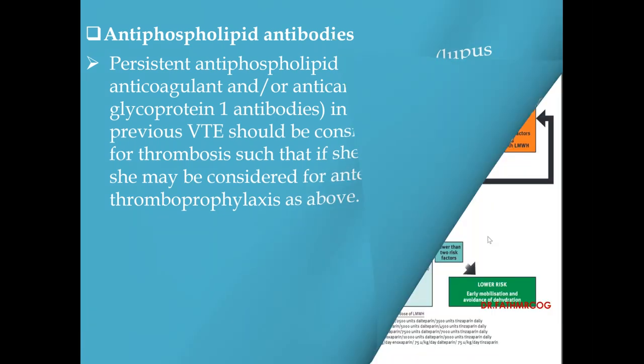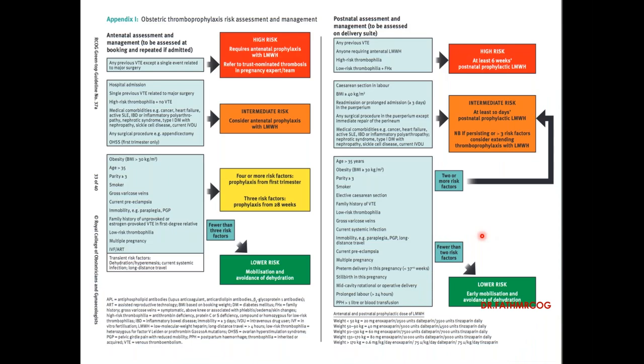This is about the obstetric thromboprophylaxis risk assessment and management. As in the previous table, we have high risk, intermediate risk, four or more risk factors, or low risk. Any previous VTE except a single event related to major surgery is classified as high risk, so we give it antenatally and postnatally. And for intermediate risk here, consider antenatal prophylaxis with low molecular weight heparin.